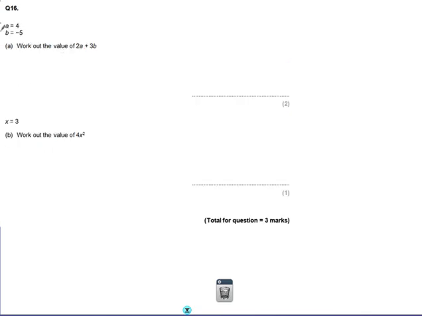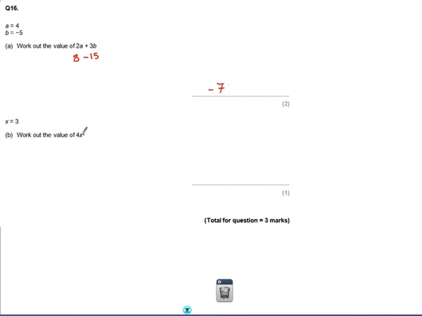Question 16. A is 4, B is minus 5. Work out the value of 2A plus 3B. Well, 2A is 2 times A, or 2 times 4, so that's just 8. And 3B is 3 times minus 5, which is just minus 15. 8 subtract 15 is minus 7.